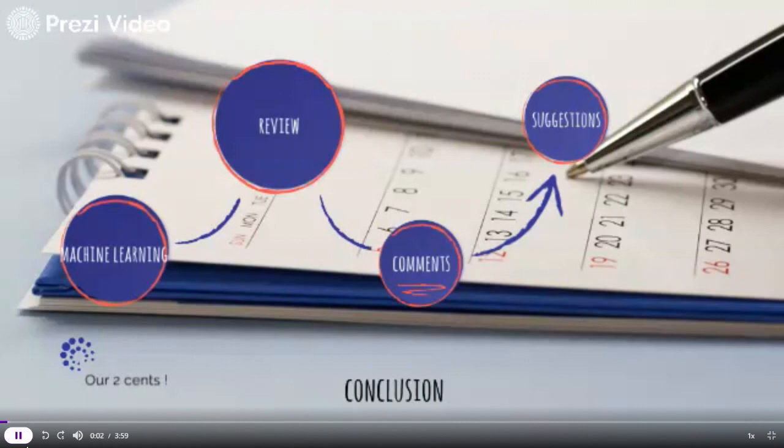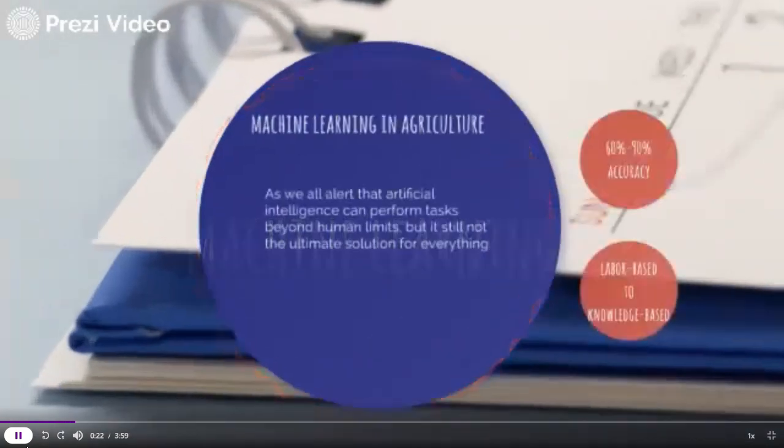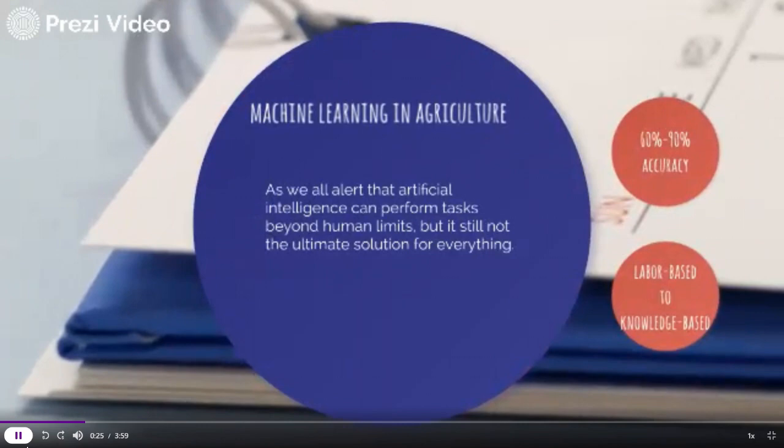In conclusion, artificial intelligence has been popularized for decades across many sectors, including agriculture. It is undeniable that the advancement of technology, especially in machine learning, has solved numerous big and small obstacles in increasing agricultural production. As we are all aware, artificial intelligence can perform tasks beyond human limits, but it is still not the ultimate solution for everything. We observe that the accuracy of most of the machine learning algorithms falls between 60% to 90%, and a few can go up to 98%. This means that there is still space for machine learning to improve.